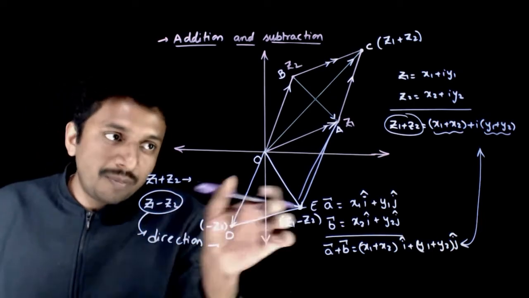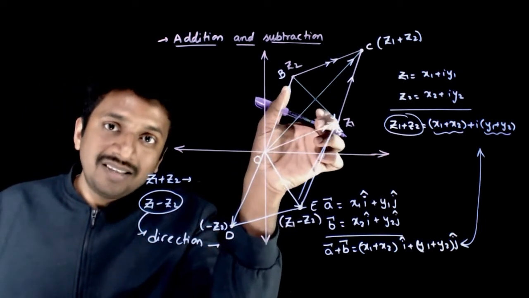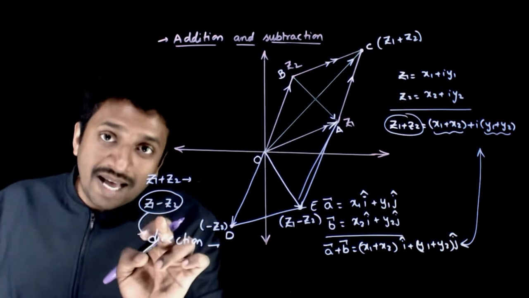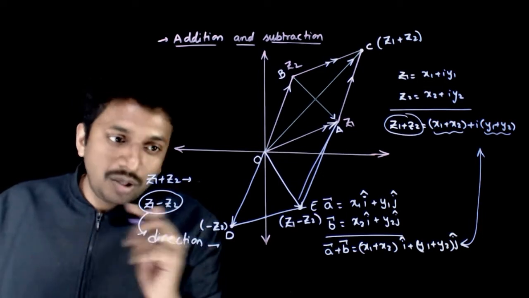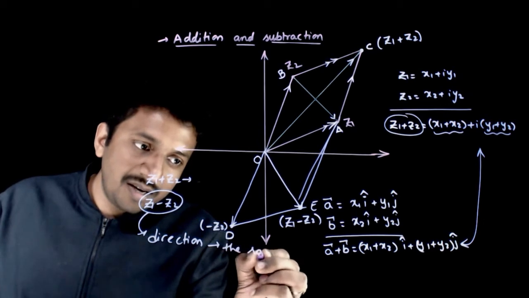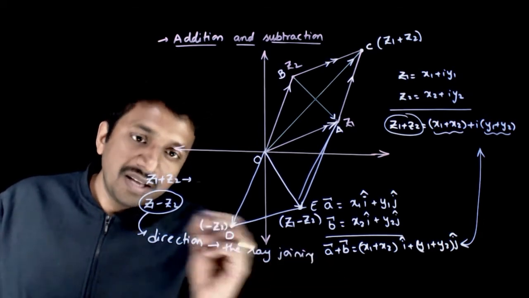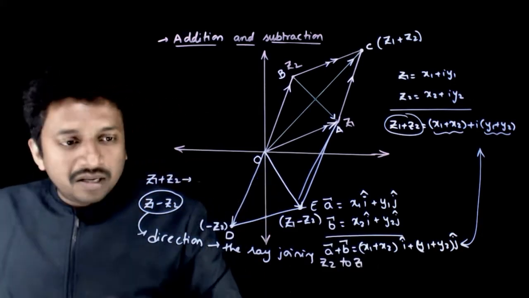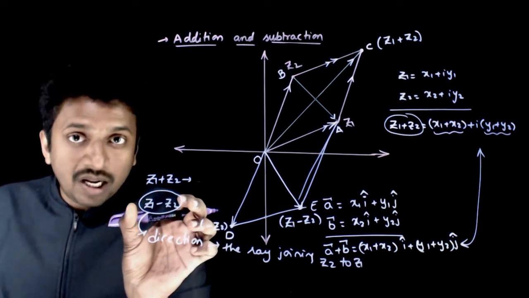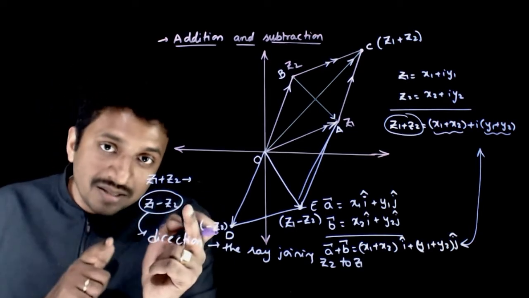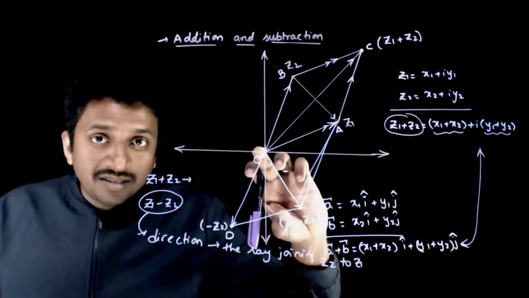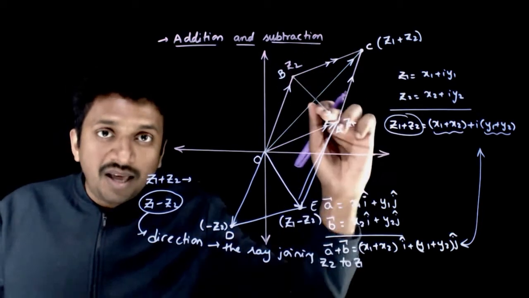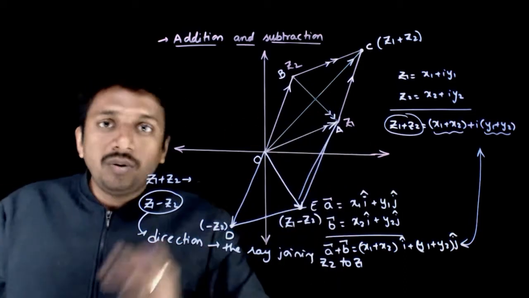So what is the direction of z1 minus z2? This direction is exactly the same as the direction of the ray joining z2 to z1. So the direction of the complex number z1 minus z2 is the same as the ray joining z2 to z1. So the direction of the z1 minus z2 vector will be in the direction of the ray joining z2 to z1. Is it clear? OE bar has the same direction as BA bar, that is the ray joining z2 to z1.